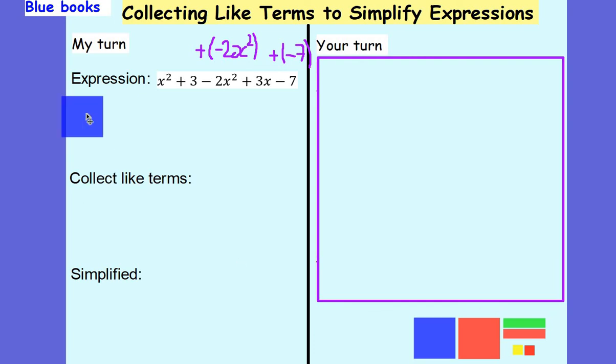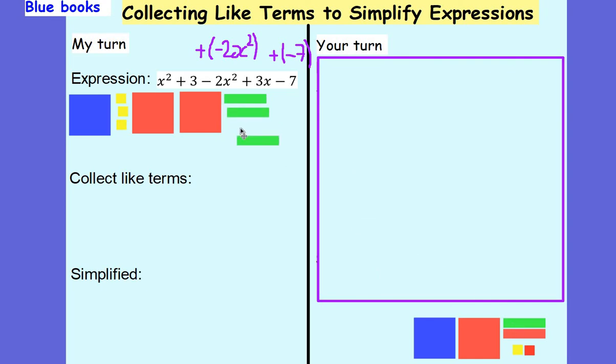X squared is 1 blue square. Positive 3 is 3 little yellow squares. There they are. Negative 2x squared just means 2 big red squares. There they are. Positive 3x is 3 green rectangles. And what do I need to show negative 7 then, please, Adam? Great, I need 7 little red squares.